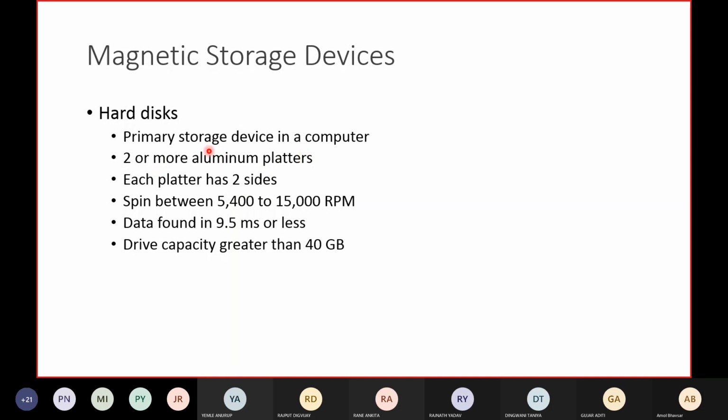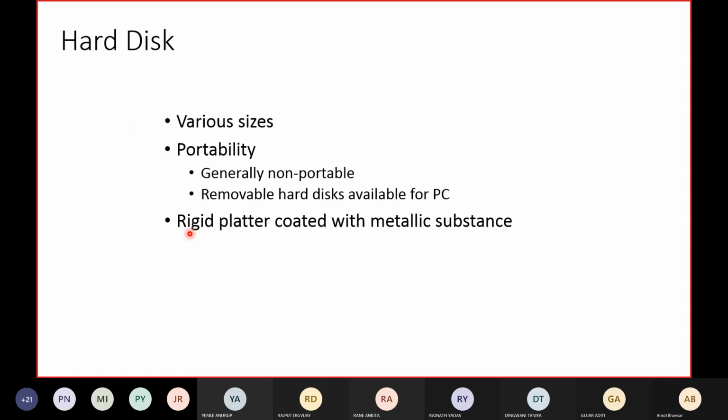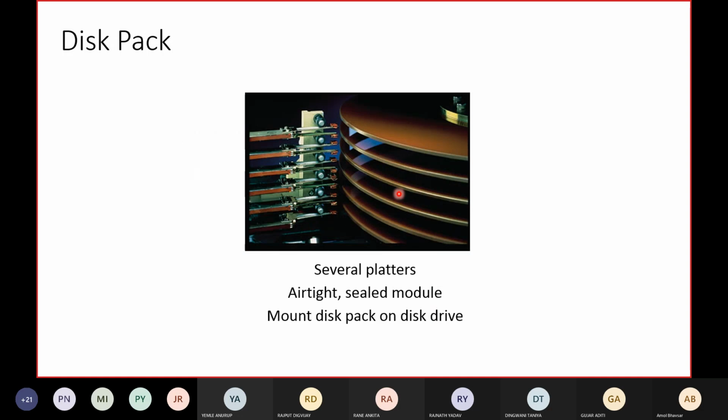Two or more aluminum platters are there. It is the primary storage device in the computer. They are of various sizes. Generally, they are not portable. It means you can't carry this anywhere else. You have to take the whole setup with you, and then you can use this. Removable hard disk is available in the PC. Rigid platter coated with metallic substance. Figure of the hard disk pack.